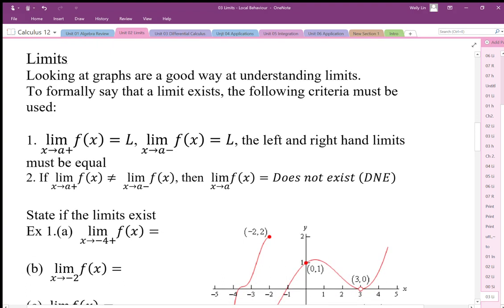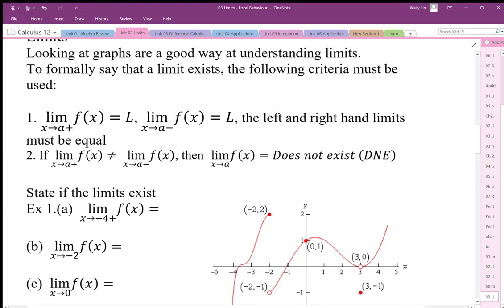So graphs are the best way of understanding limits. If we can look at something and say that a limit exists, we can actually see it. But we also want to have some formality to this. Some limit formality, and the following criteria is what we're going to use.